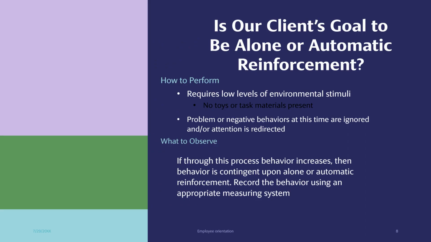Finally, we're going to look at, is our client's goal to be alone or automatic reinforcement? This is going to require a low level of environmental stimuli. So no toys or task materials are to be present, and we're going to withhold as much of our attention as possible. Problem or negative behaviors are to be ignored and attention redirected. If through this process behaviors increase, then the behavior is contingent upon being alone or automatic reinforcement. We're going to record the behavior again using an appropriate measurement system.